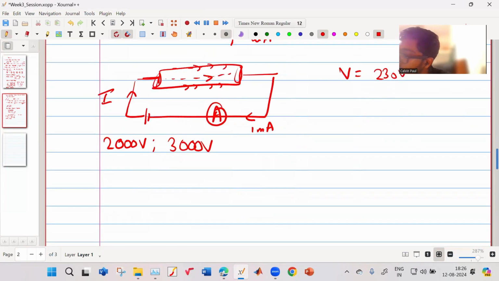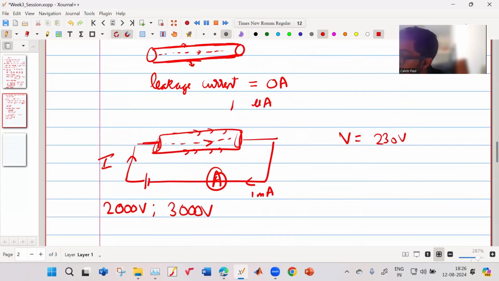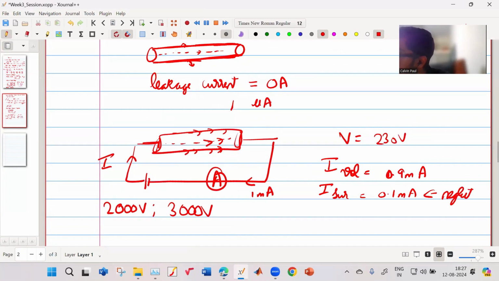But when we go for resistances which are such high value, your current which is flowing over here, that is your volume current, let us say it is around 0.9 milliampere, right? And the current which is flowing through your surface is say 0.1 milliampere. So this current used to be neglected when the resistances were very small.